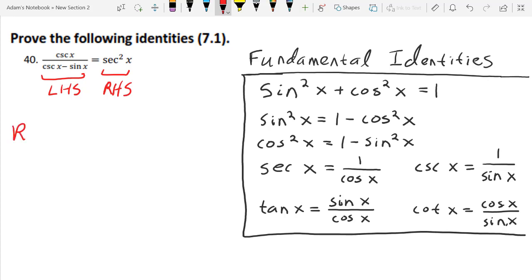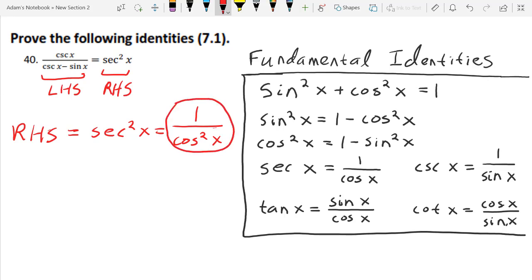So for the right-hand side, we have secant squared x. Our fundamental identities tell us that that's 1 over cosine squared x. So we've rewritten this one with cosine instead, and that's the starting point for the right-hand side.